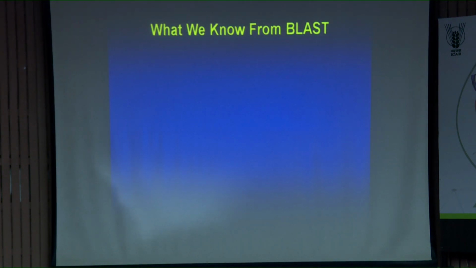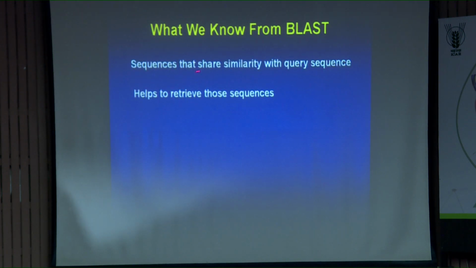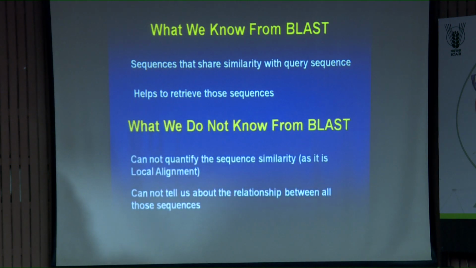Next. So, what do we know from the BLAST? We know from the BLAST the sequences that share similarity with the query sequence. We are only able to know the sequences which share similarity with your sequence, and it helps to retrieve those sequences. Through BLAST analysis we can do only up to that. But we cannot quantify the sequence similarity or identity from the BLAST, because it is a local alignment. Local alignment means only a stretch of sequence showing the highest similarity region is analyzed, not from start to end. So, though the BLAST will give you a percent similarity value, you cannot take that, and it cannot tell about the phylogenetic relationship. The phylogenetic relationship cannot be understood from the BLAST directly, you have to do some other analysis for that.